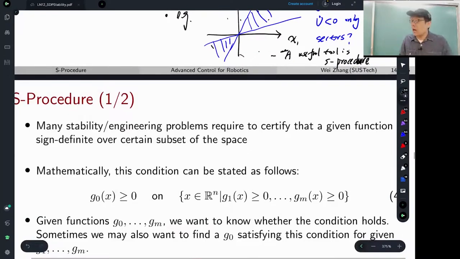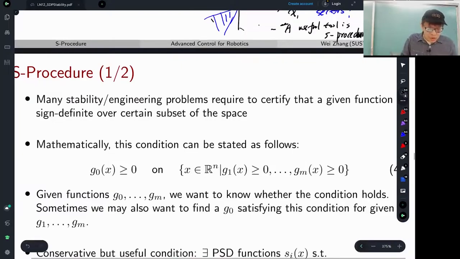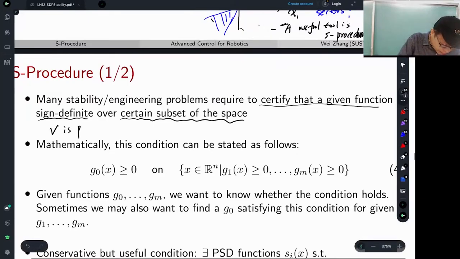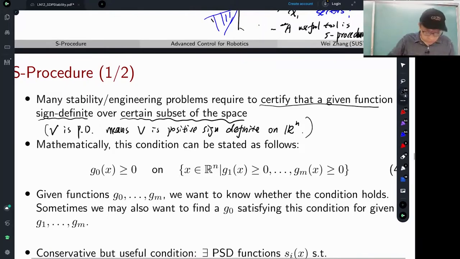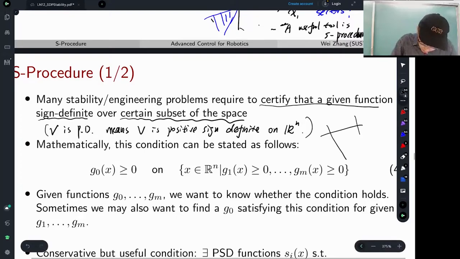Let me jump a little bit outside of the stability topic and go back to math, to what essentially we're trying to do. Many stability engineering problems require us to certify that a given function is sign definite over a certain subset of space. So V is PD is a special case, meaning V is positive definite over the entire Rn. But it could be that I want it to hold only for some regions. For example, what about I want some function to be definite within this region?